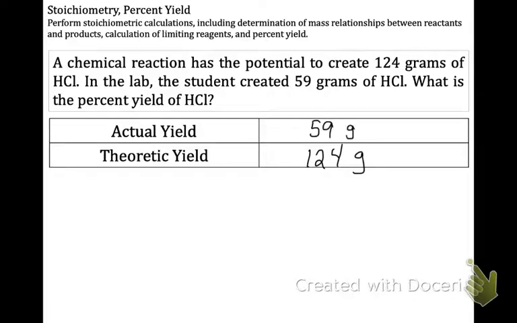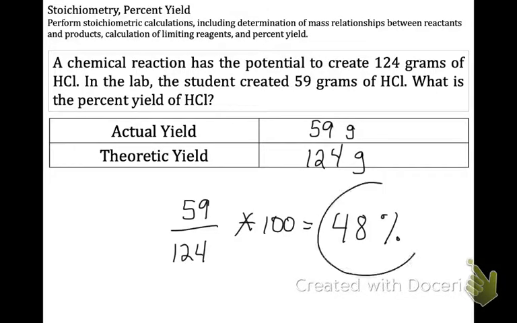So we see the key words here, in the lab, is 59 grams. That's what we made in reality. So our formula is actual yield divided by theoretical yield times 100. And we find out that the student had a 47.58, so we could round. We could say 48% yield if we're being generous here. That's not a very effective lab that he ran. So something major happened with his calculations.